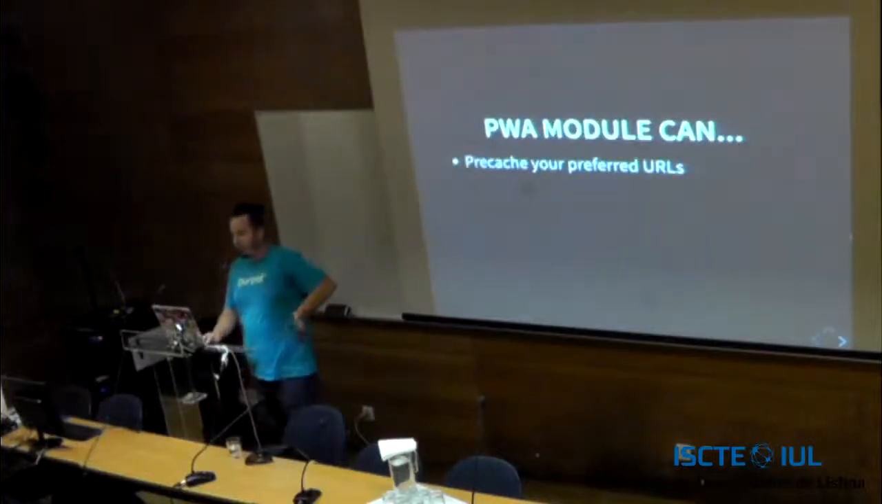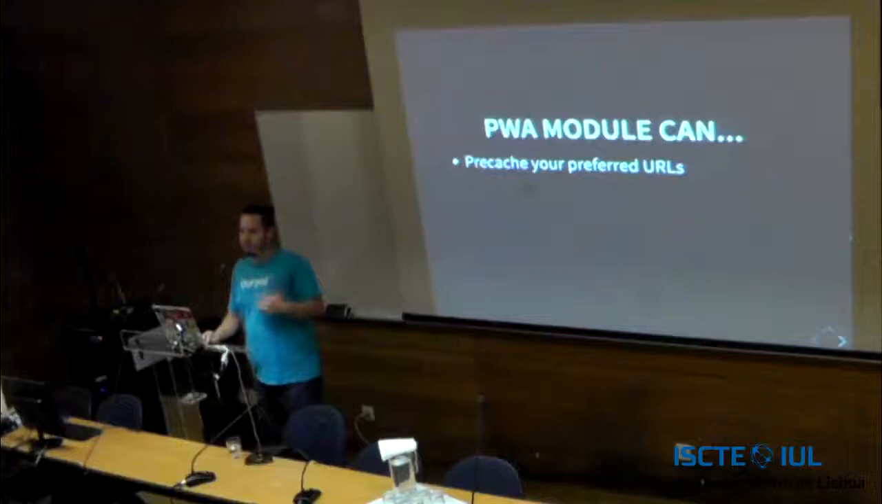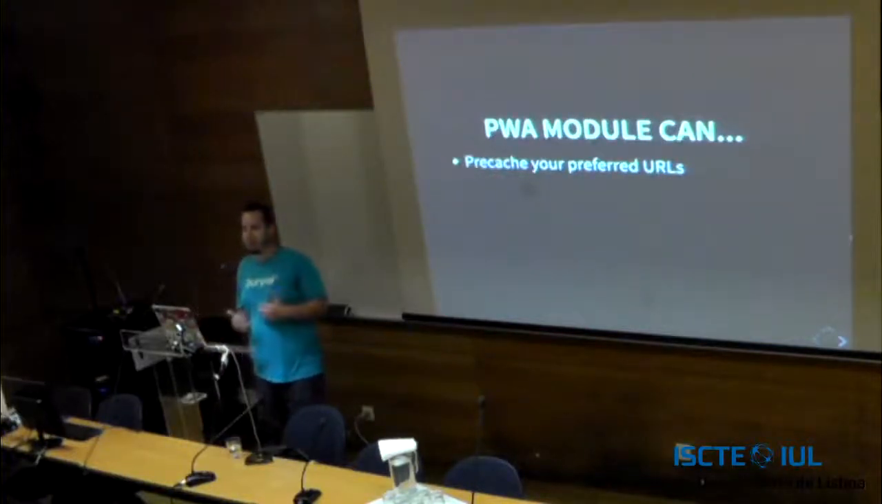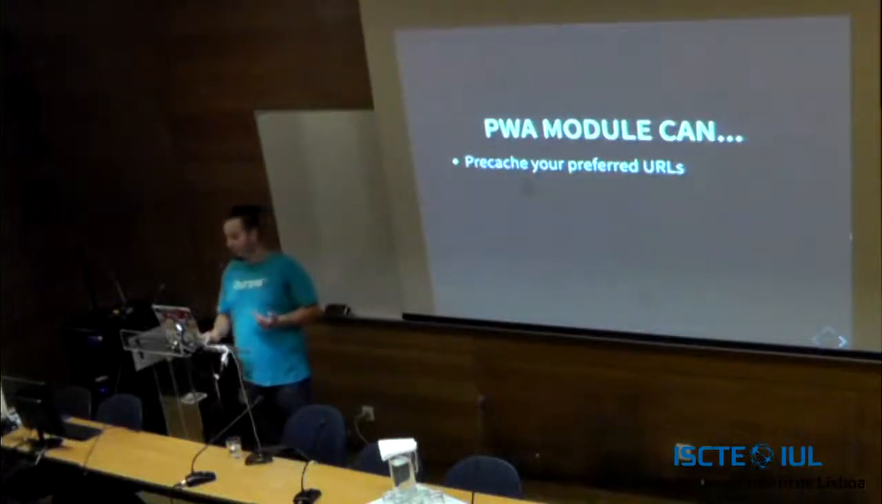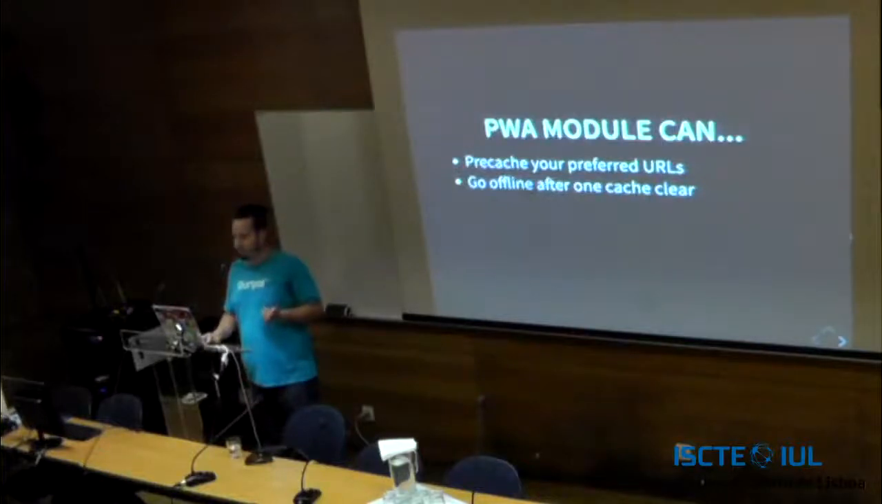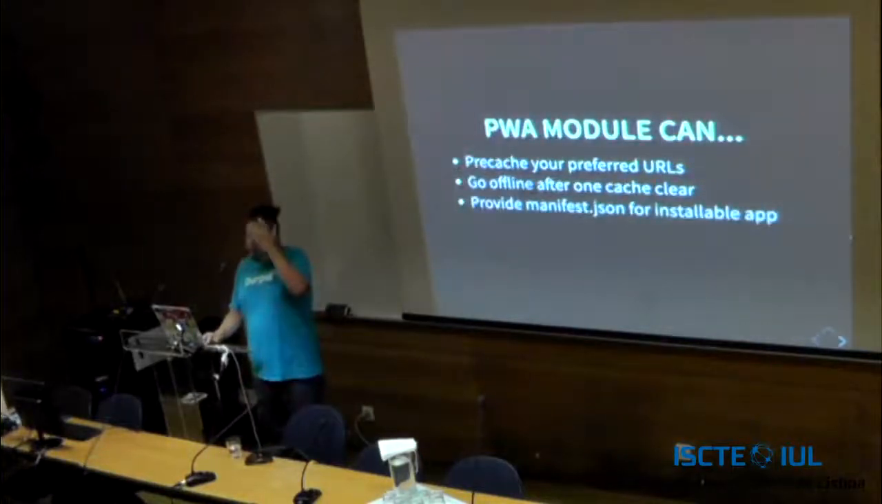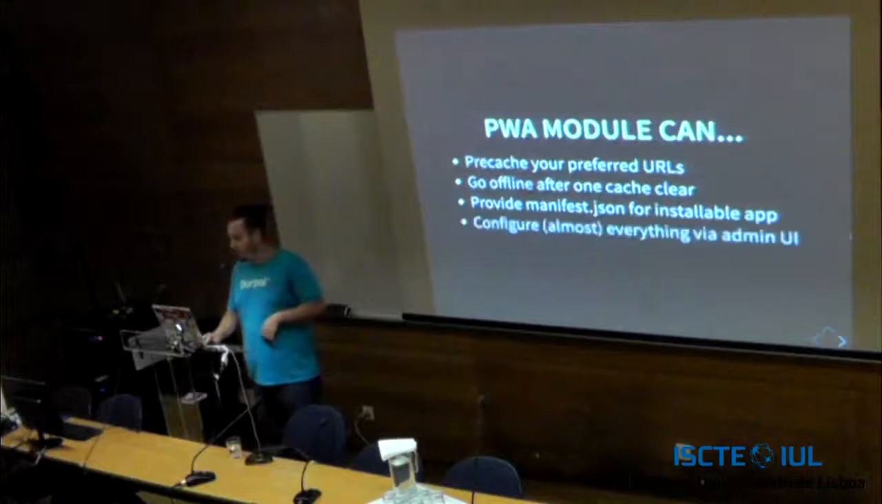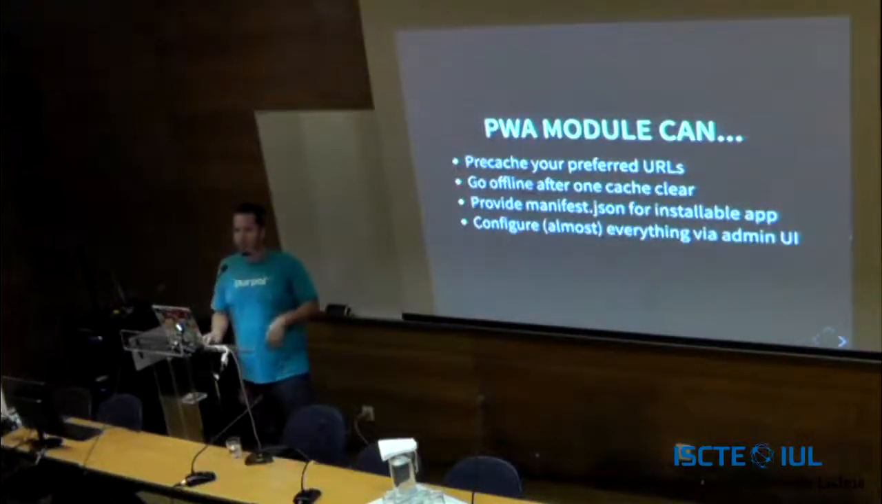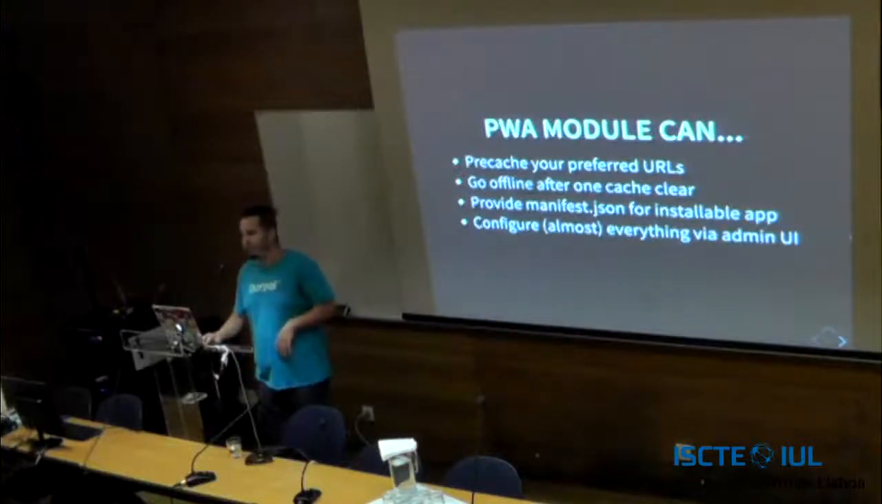The module can pre-cache preferred paths. By default, it just does root and an offline page. And then if you go to any other URL when you don't have network, it'll tell you you're offline. It can go offline after one Drupal cache clear, which is cool. It provides this branding file and makes it installable. And you can configure almost everything except for the icons within an admin UI.